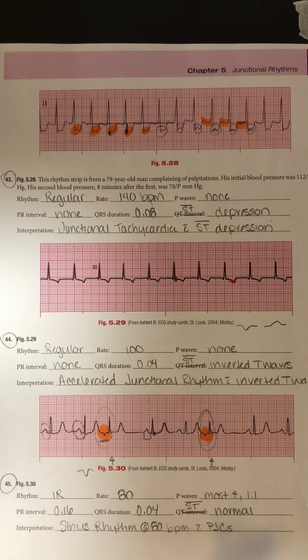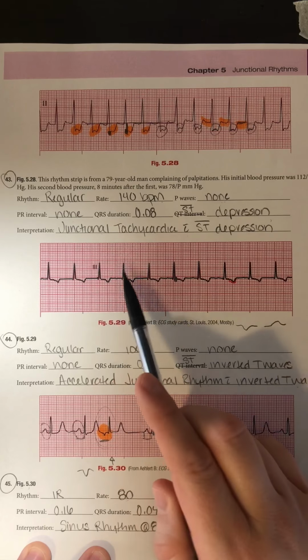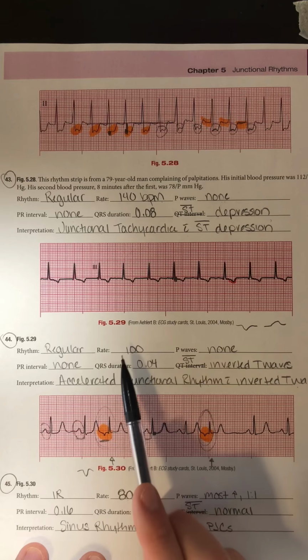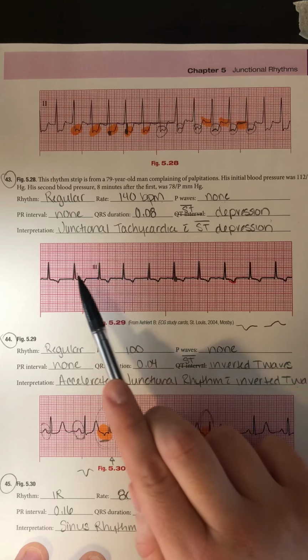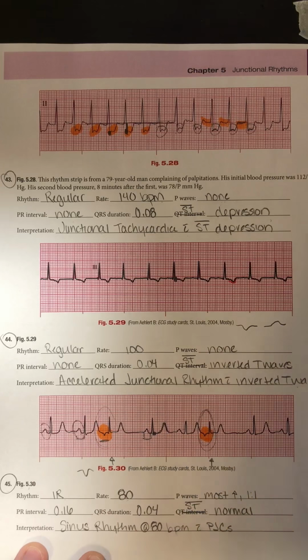Looking down at number 44, or figure 5.29, regular or irregular. This rhythm seems very irregular. My rate is 100, so I have 1, 2, 3, 4, 5, 6, 7, 8, 9, 10. Times 10 gives me 100 beats per minute.